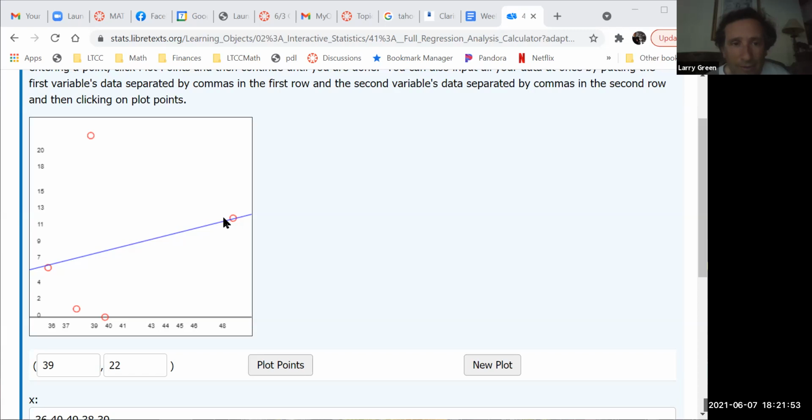The run is the difference in ages, the x difference, and that is going to be 49 minus 36, which is 13. So the rise over run is 6/13, which is a little less than a half. So we can look at this and just visually say that the slope of the line is a little less than a half.